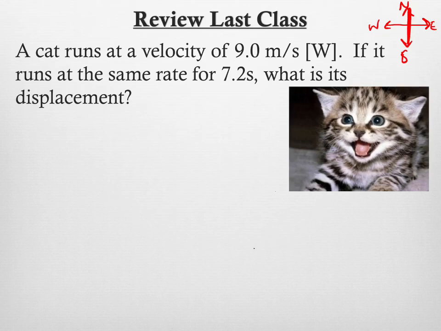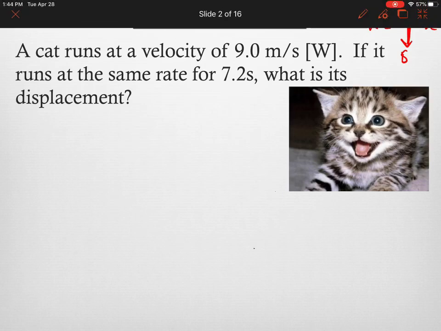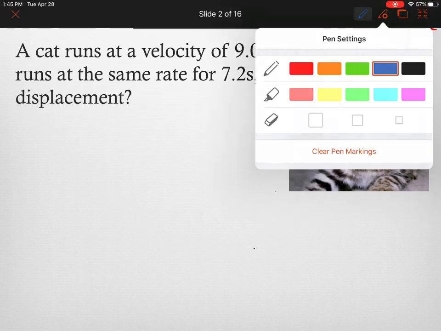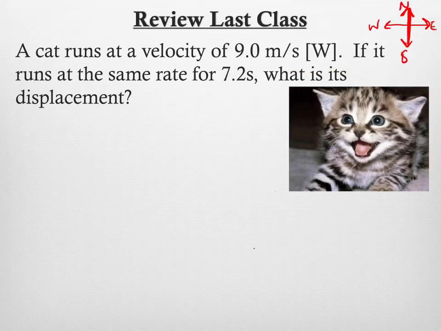Okay, so of course west is to the left. All right, and if it runs at the same rate for 7.2 seconds, what is its displacement? So we have velocity, time, and displacement. So it looks like we are working with this equation, V equals D over T, which of course is what we always use when we have nice uniform motion. And that means something moving at a constant rate.